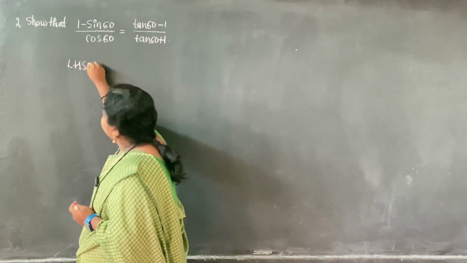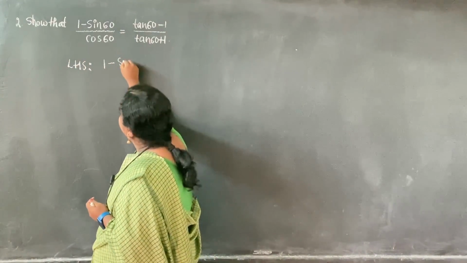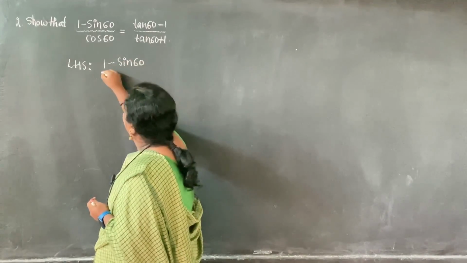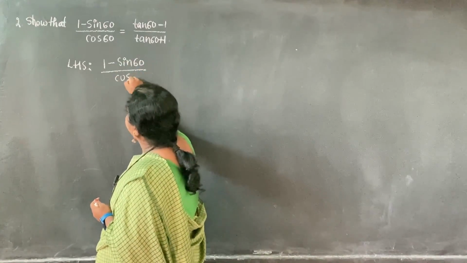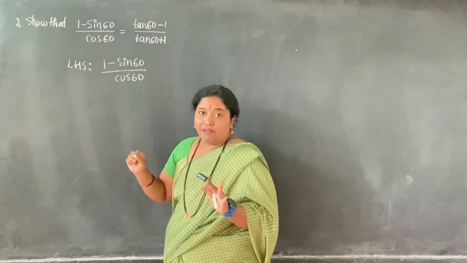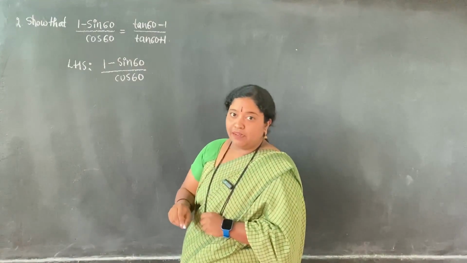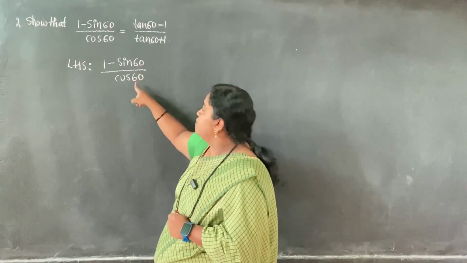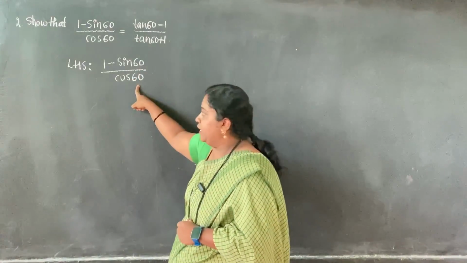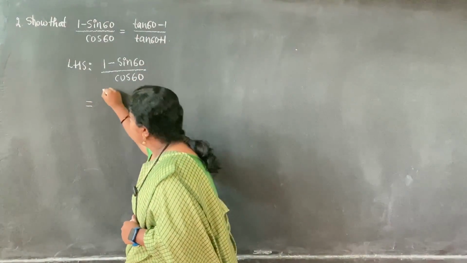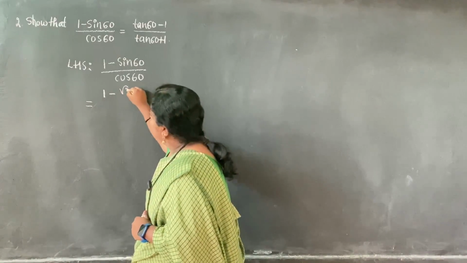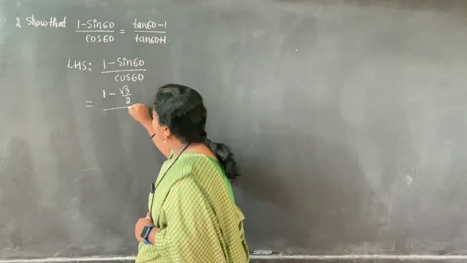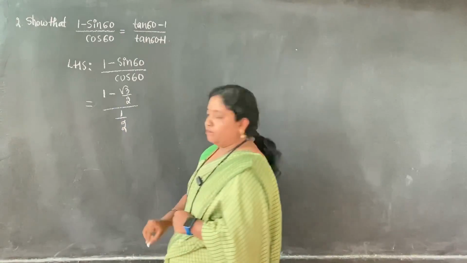What is there in LHS part, dears? 1 minus sine 60 whole divided by cos 60. Remember the values, remember the table. Sine 60 is how much? Root 3 by 2, where cos 60 is 1 by 2. So now substitute the values: (1 minus root 3 by 2) whole divided by 1 by 2.